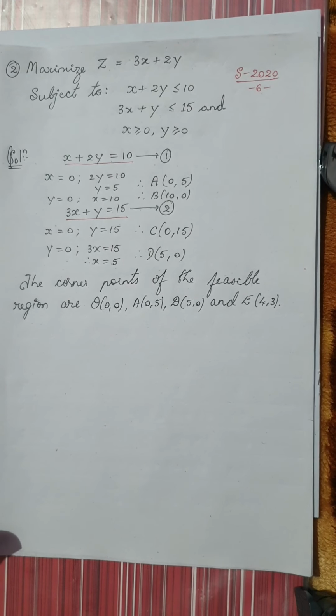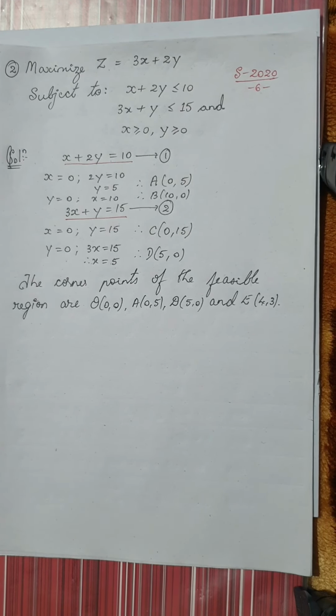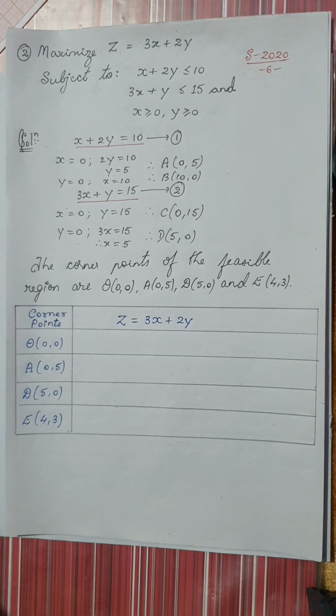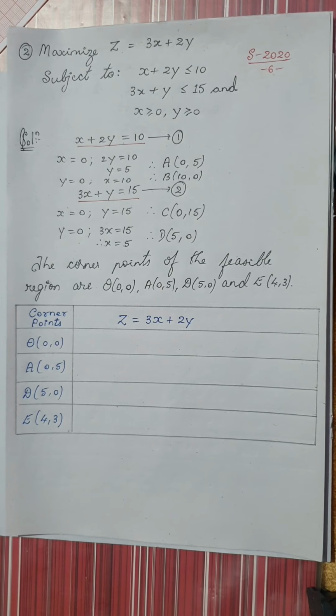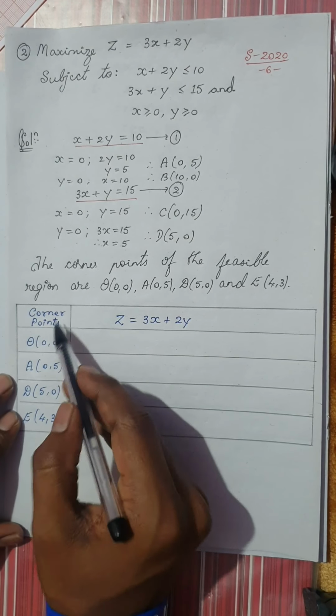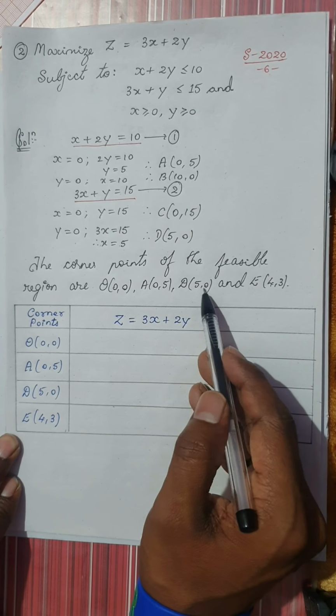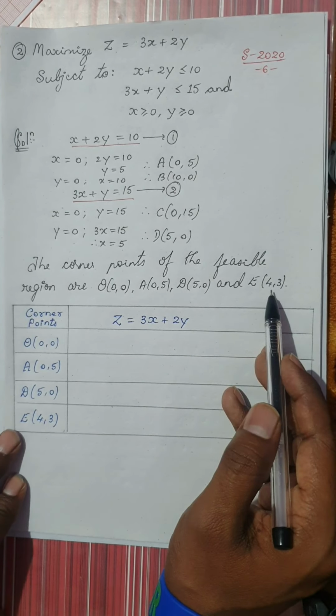Now once this is ready, let us go for the table calculation. Okay, make your table ready now. Okay, dear students, my table is ready now. Let's go for the calculation part. So the corner points I have noted down: origin 0 comma 5, 5 comma 0, and 4 comma 3.